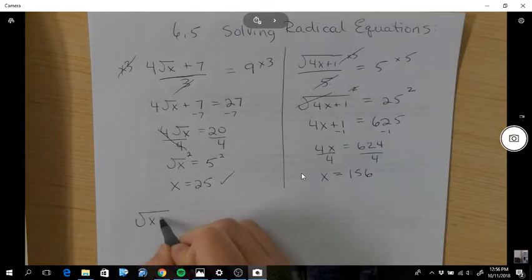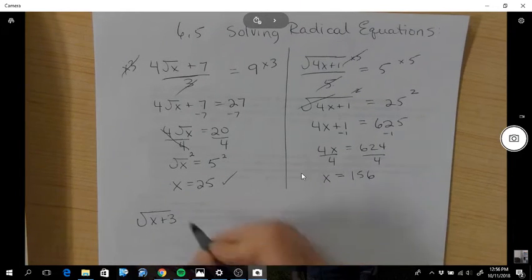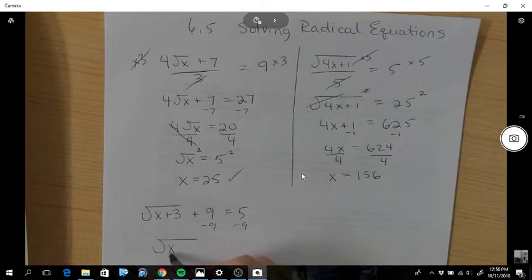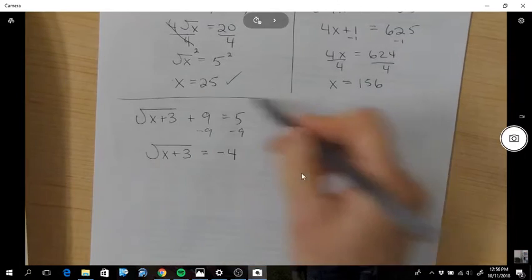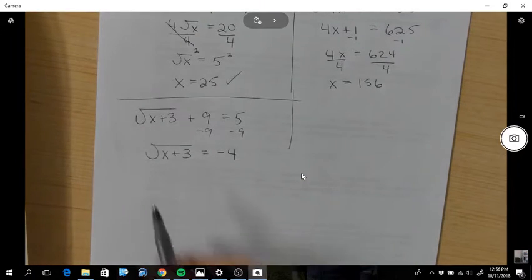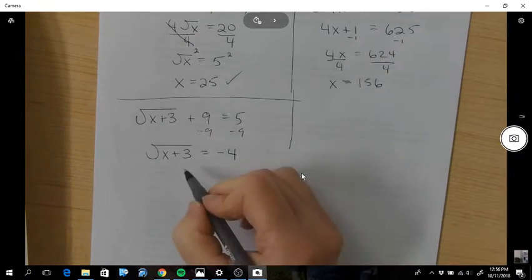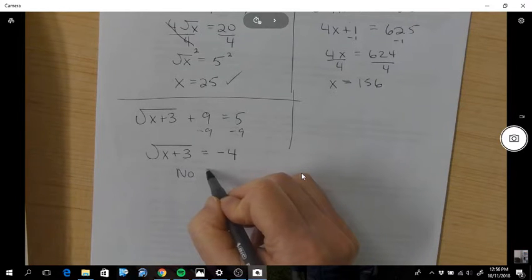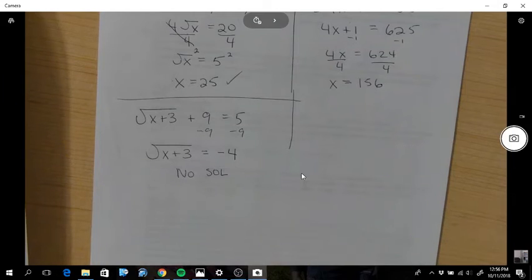Root x plus 3 plus 9 equals 5. Okay, so we're going to subtract 9. Okay, so when you get to this point, there's going to be no solution. Okay, and here is the big idea why.